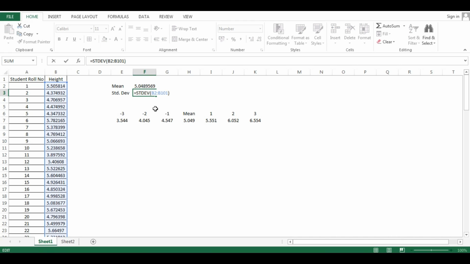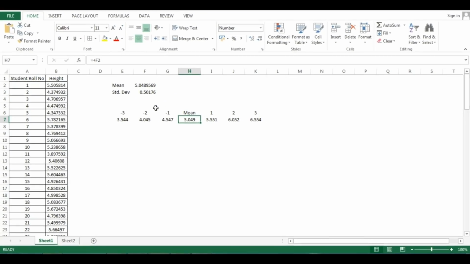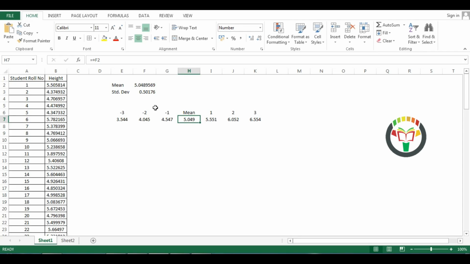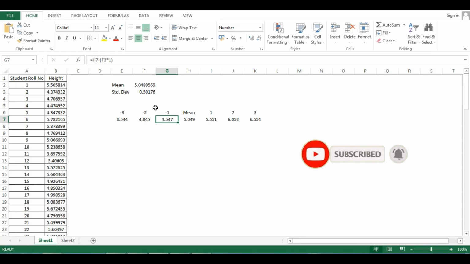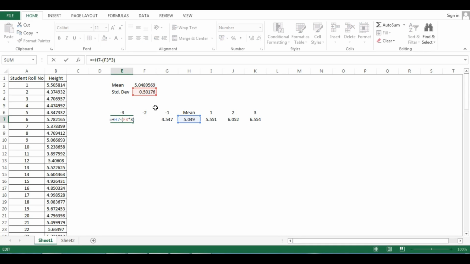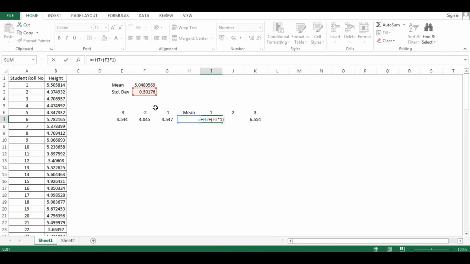And then you calculate the standard deviation. We've already covered how to calculate mean and standard deviation in our previous videos. You can take a look at that. Now, in order to identify the distribution, if the mean is 5.049 and I subtract one standard deviation from it, the value becomes 4.54. If I subtract two standard deviations, the value becomes 4.045. And if I subtract 3 standard deviations, the value becomes 3.544.